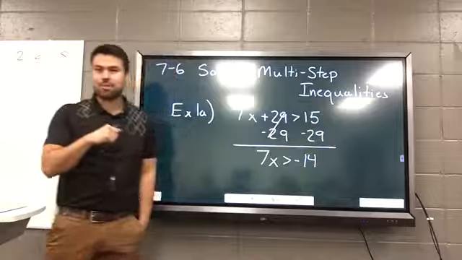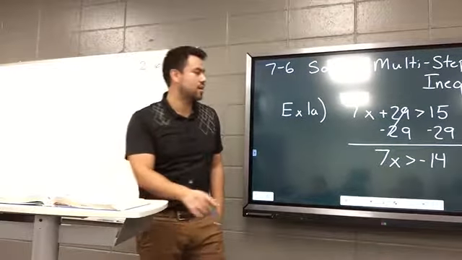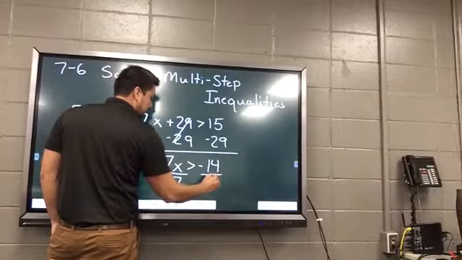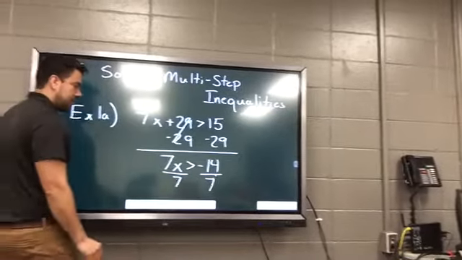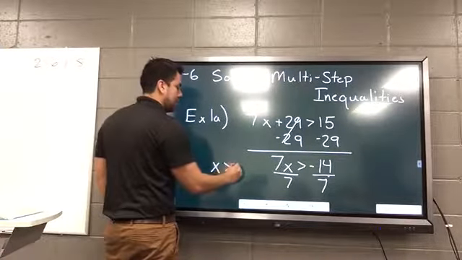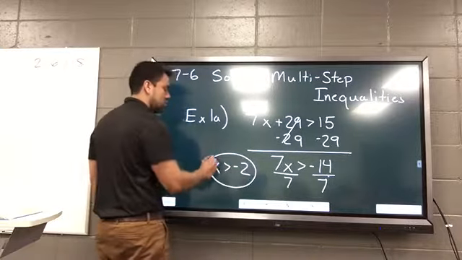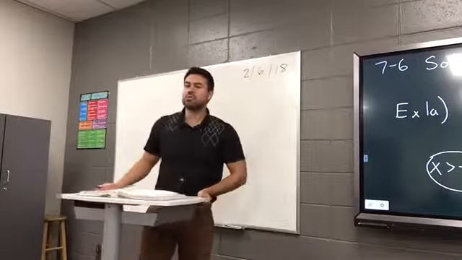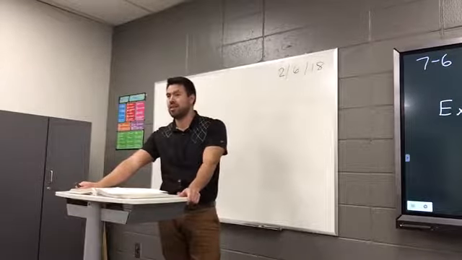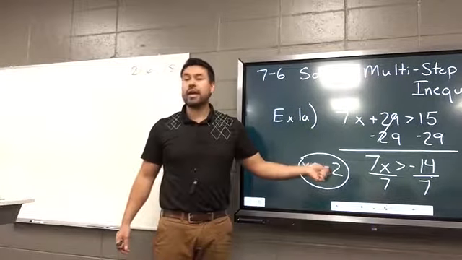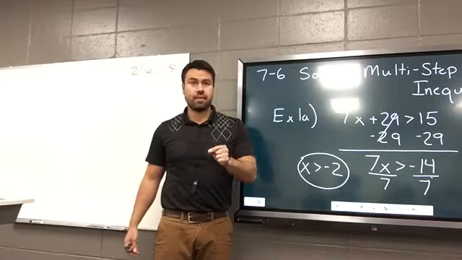What's my last step in this problem to solve for x? Marissa? Yes, I'm going to divide both sides by 7. And I'm left with x is greater than negative 2. That is my solution for this inequality. X is greater than negative 2. How many solutions are there? Infinite. Infinite number. Because how many numbers are greater than negative 2? A lot. Okay, I need you to show me all of them. And how do you do that?